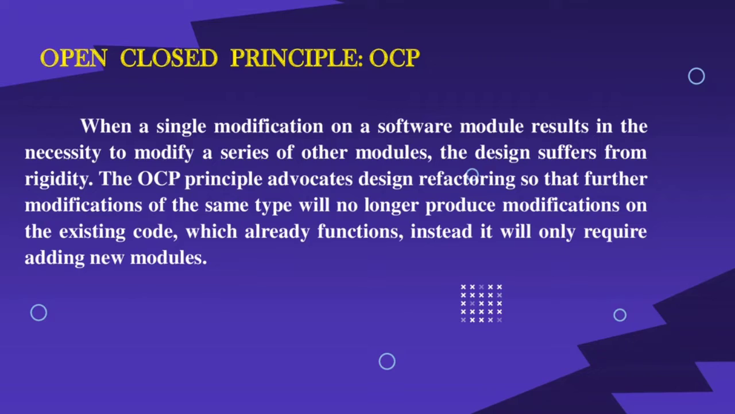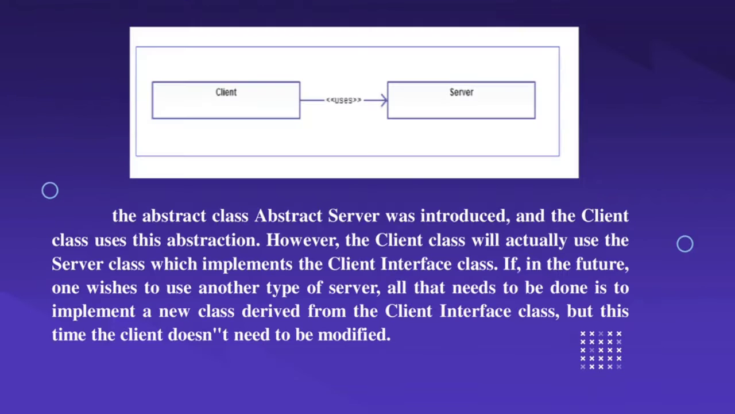Next, we are going to see about the open closed principle. The open closed principle means classes and other entities should be open for extension but closed for modification. In this principle we have two main characteristics: open for extension and closed for modification. So this is an example for the open closed principle. In this, an abstract server was introduced and the client uses the abstraction. So the client actually uses the server classes which implement the client interface classes.